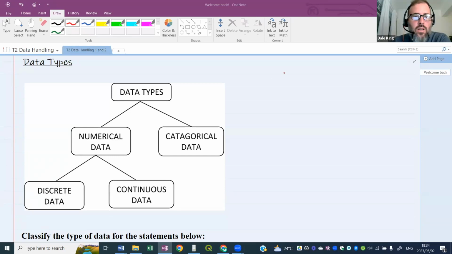So there are 2 major data types. We have numerical and categorical. Do you guys know any other names for these 2 types of data? Numerical and categorical? Are there any other words that you know?